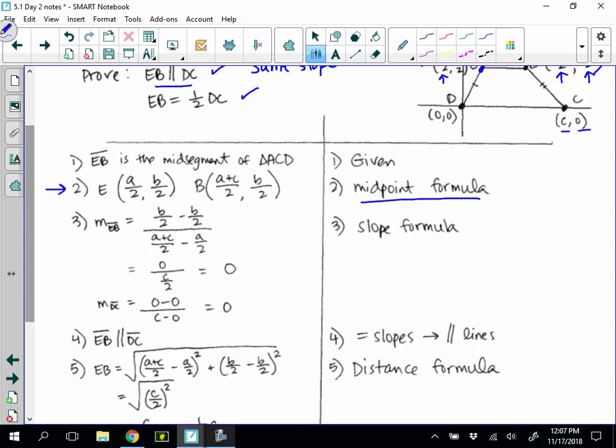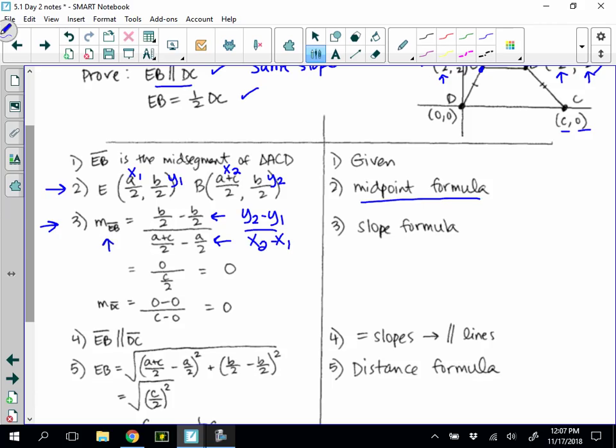Okay, number 3, we're starting to do slope. So I've got the slope of EB. So remember your slope formula is y2 minus y1 over x2 minus x1. So that's what I'm doing here. I'm taking E and B. So y2 is b over 2, y1 is also b over 2. So that's where we got this line, the numerator. Denominator is x2 minus x1. So here's my x2, and here's my x1. And so all I've got on the first line is I have everything substituted in.